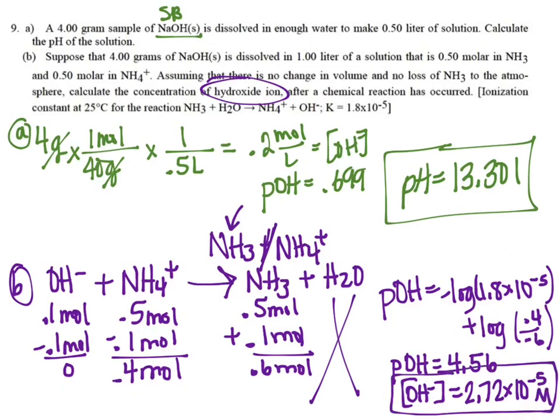Wait, how did you do that? Raise 10 to the negative? Yes, 10 to the negative 4.56. I'm still confused on how doing the HH thing gives us the concentration of OH. It doesn't. It's the pOH. It gives us pOH, and then we use pOH to find OH concentration. Okay, so there's the last one there, and I am going to do that one tomorrow.